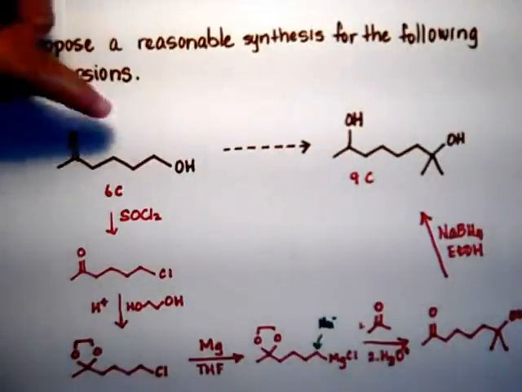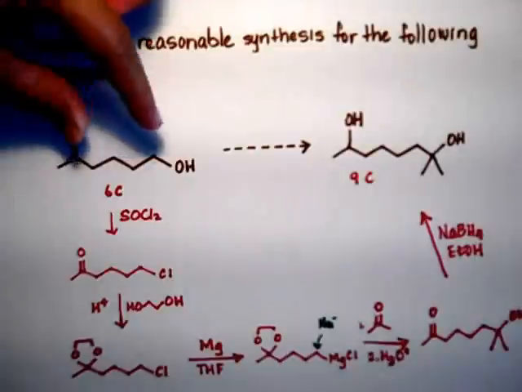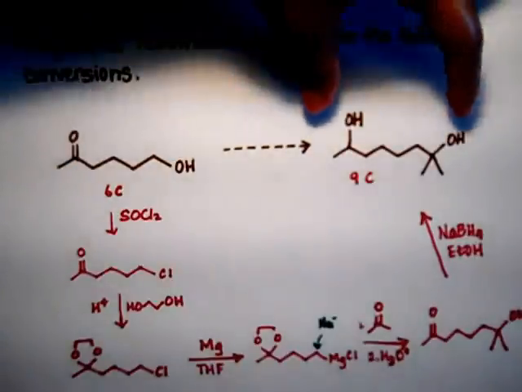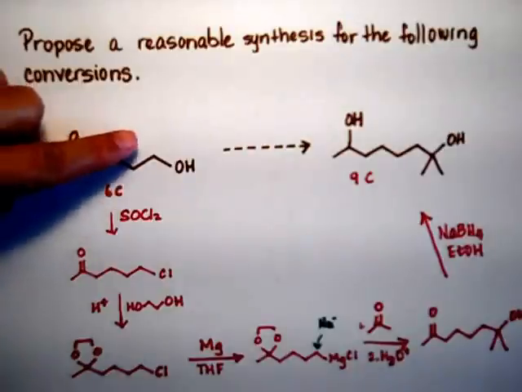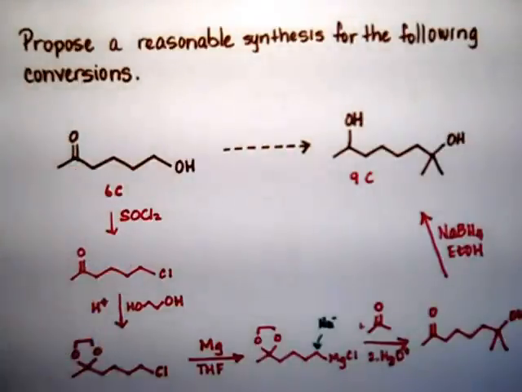So notice that this simple synthesis started by first counting how many carbons we needed to add, and then making our nucleophiles and protecting the groups that we don't want to reduce yet. And then at the very end, make sure that you have all the carbons in there and that you have all the reagents that you need.